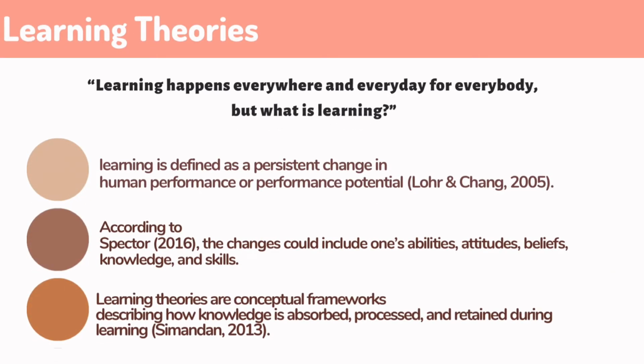So, in learning theories, learning happens everywhere and every day for everybody. But what is learning? In most psychological theories, learning is defined as a persistent change in human performance or performance potential by Lohr and Chang. This definition encompasses many of the attributes commonly associated with behaviorism, cognitivism, and constructivism. According to Spector, the changes could include one's ability, attitudes, beliefs, knowledge, and skills.